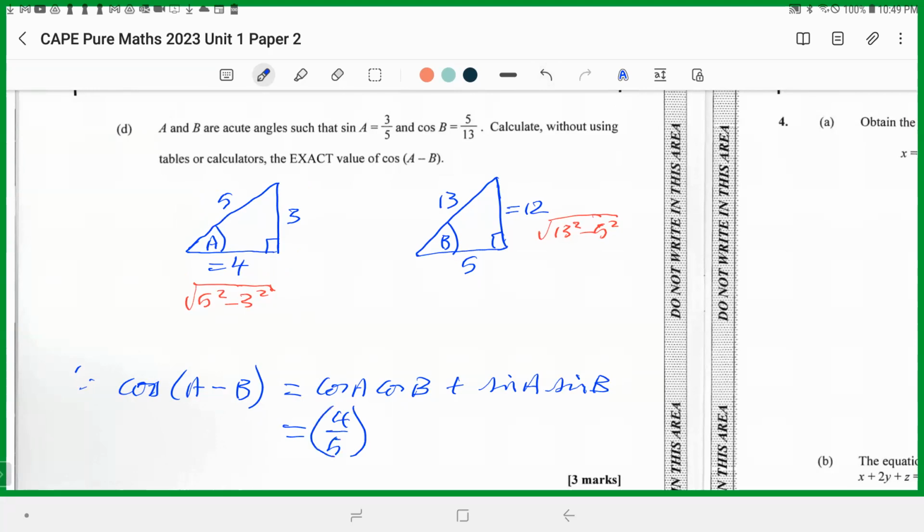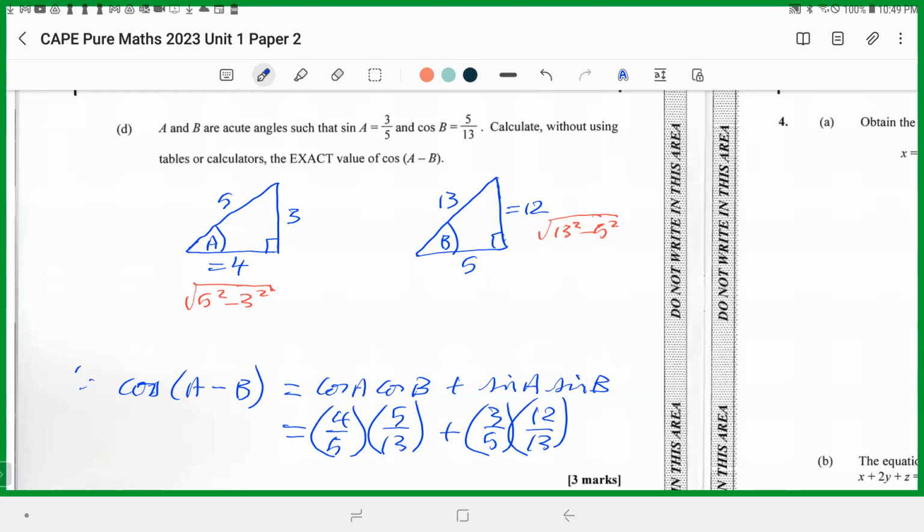What is cos B? Cos B, what they gave us, 5 over 13. Plus, what is sine A? Sine is what they gave us, 3 over 5. What is sine B? Sine B is 12 over 13 on that triangle, opposite over hypotenuse. So it's 12 over 13.